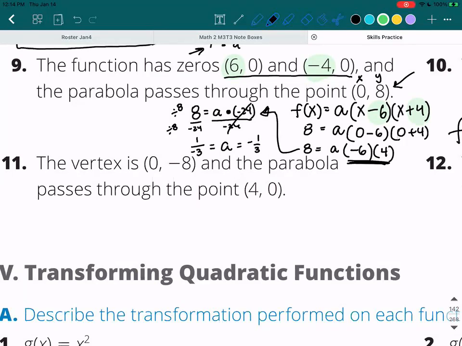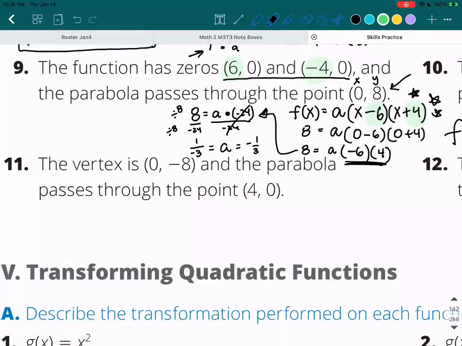I'm going to pause the video here and see if you guys have any questions for that one. Sounds like there were no questions. So now that we have our a value and we have this form of the equation, which was pretty close, all we have to do is put the a value into that form.